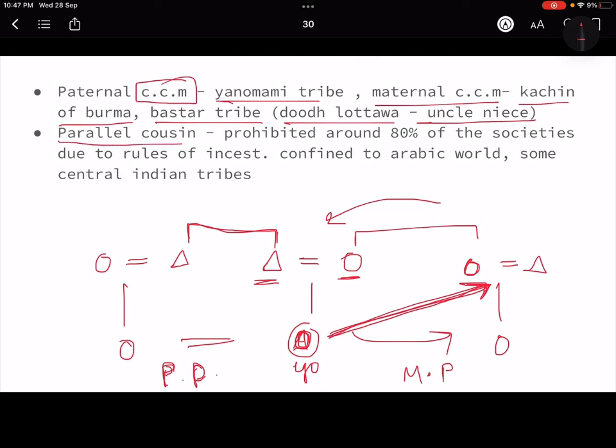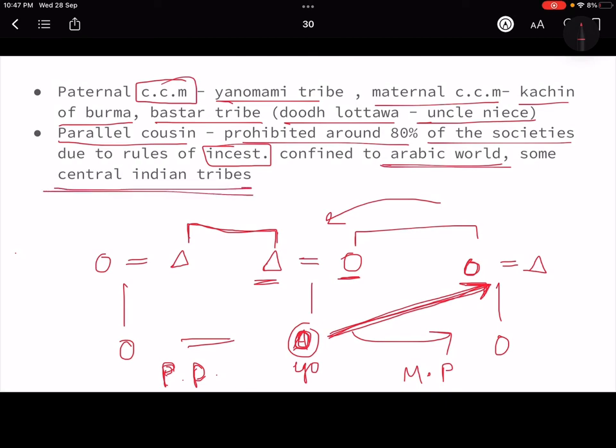और पैरेलल कज़न में आप याद रख लो, it is prohibited. Around 80% of the societies do not do this kind of marriage because of the rules of incest. Incest means marriage between very close relatives. So on that grounds it is prohibited. Most of the families, societies do not do it. But then Arabic world में आपको थोड़े से मिल जाएंगे, some central Indian tribes you will find.